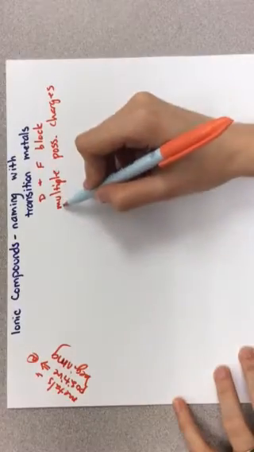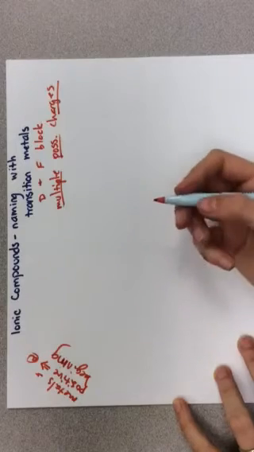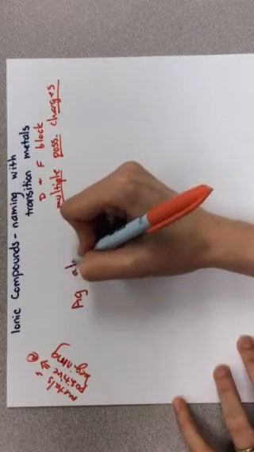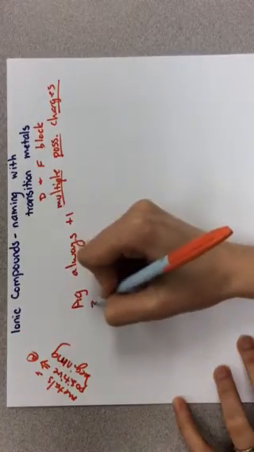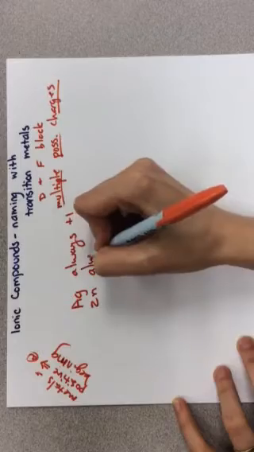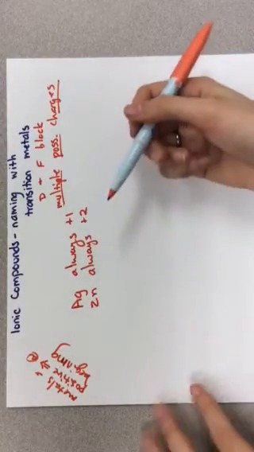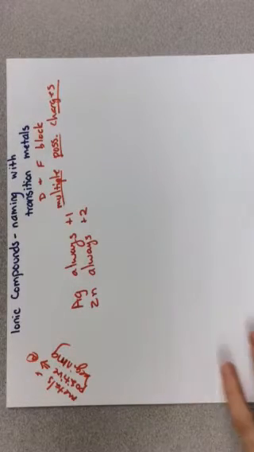Now, when we say that metals or transition metals have multiple possible charges, there are a couple of exceptions to this rule. Silver is always +1, and zinc is always +2. So for these two, you don't even really have to do anything special. You just need to remember that those are the charges on those two particular metals.